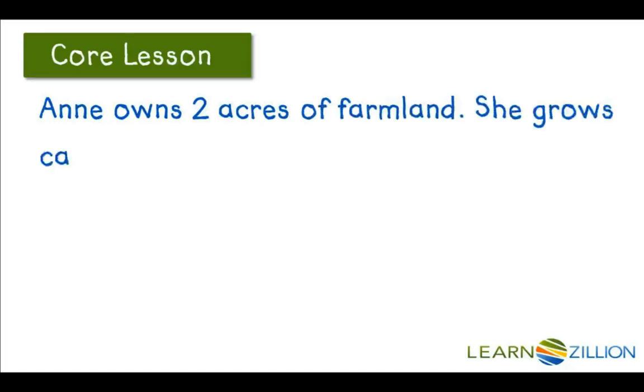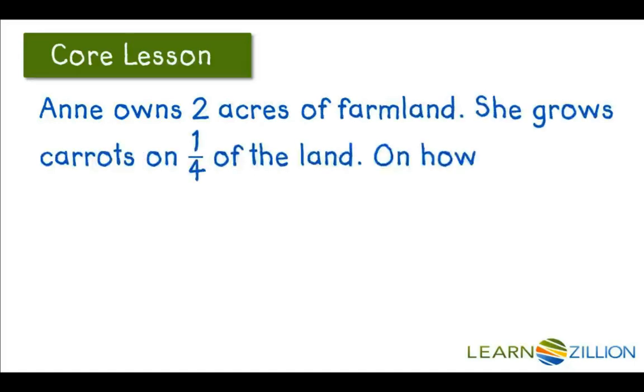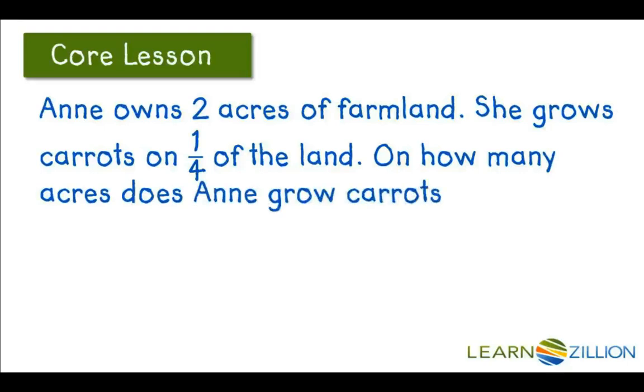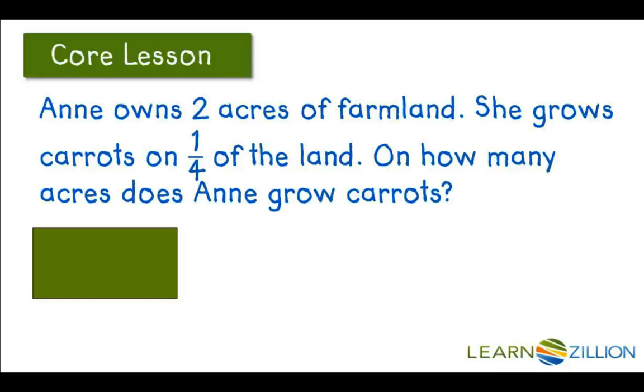Anne owns 2 acres of farmland. She grows carrots on 1/4 of the land. On how many acres does Anne grow carrots? Let's show an area model to model one whole. Do we know how many parts to divide the 2 acres into?